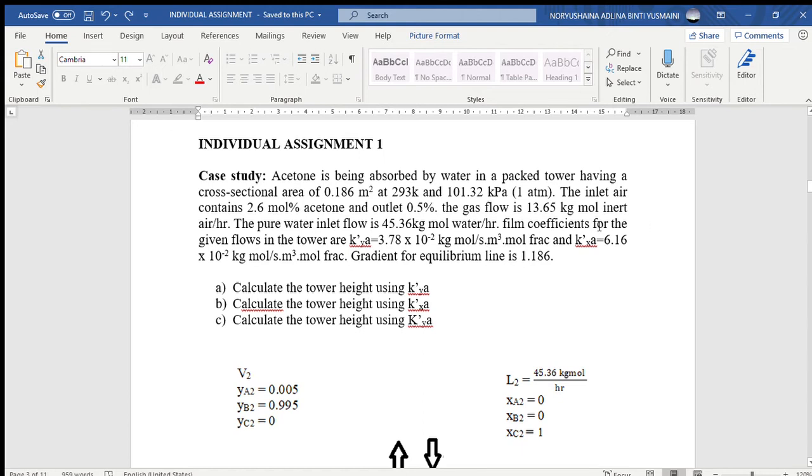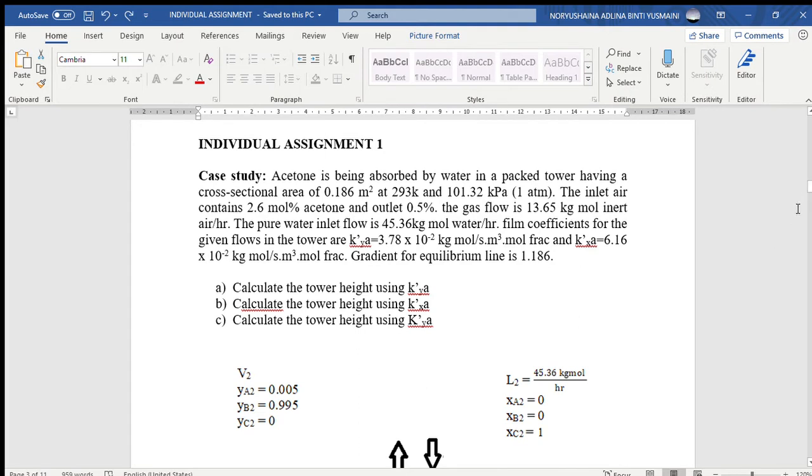Film coefficients for the given flows in the tower are K prime YA equal to 3.78 times 10 to the power of negative 2 kilomole per second meter cube, and K prime SA is equal to 6.16 times 10 to the power of negative 2 kilomole per second meter cube, and the gradient for the equilibrium line is 1.186. So from this question, we need to calculate the tower height using the K prime YA, K prime SA and the capital K prime YA.